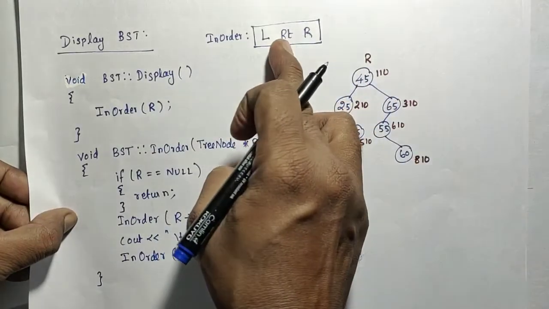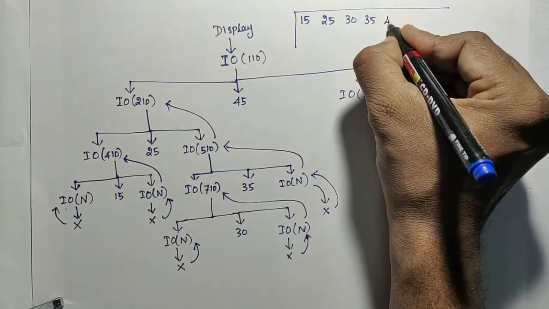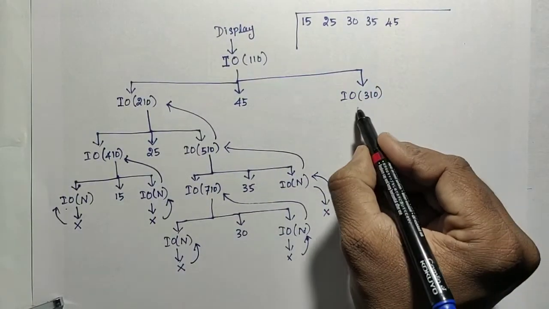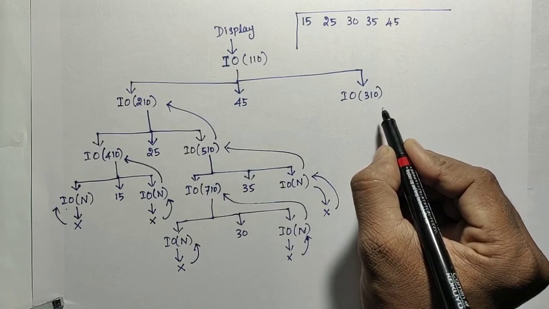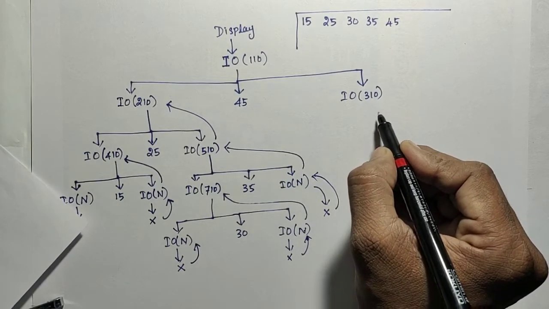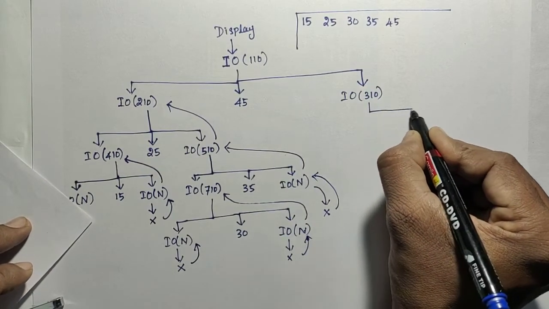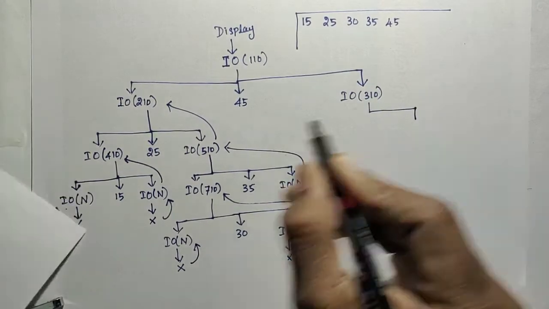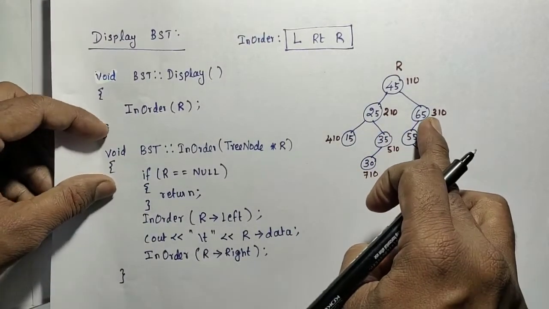Now it is going to print the root data. So that is 45, so 45 will be printed. Similarly, I need to expand this again. This will print the right subtree details. So what is the right subtree here? 310.